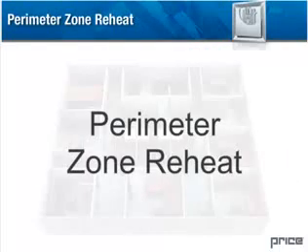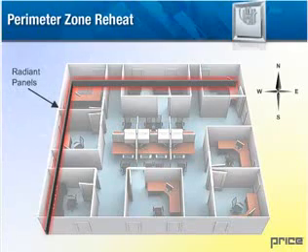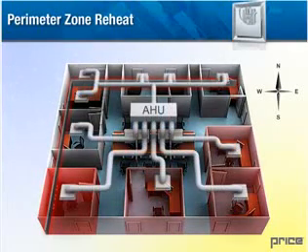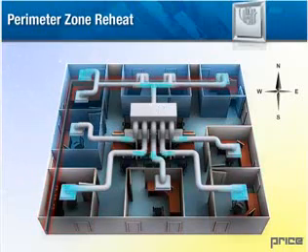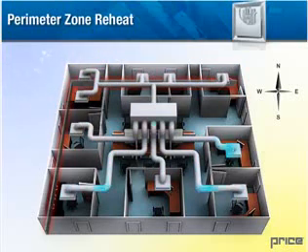Perimeter zone reheat. Perimeter heat or radiant panels offer another solution to multiple demand spaces. The system can be designed so that the air handling unit supplies cool air to all diffusers and the perimeter radiation system is dependent on local thermostats. If the zone requires no further cooling, the VAV diffuser dampers will close and open if cooling is required, thereby satisfying the needs of all the building zones.